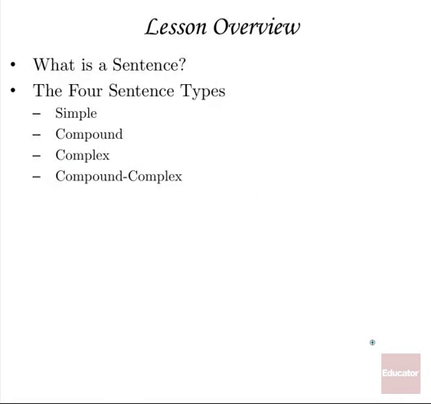All right, we're going to begin with an overview. We're going to ask, what is a sentence? We're going to find out what you absolutely need to have and what a sentence does. Then we're going to look at the four main types of sentences: simple, compound, complex, and compound complex.